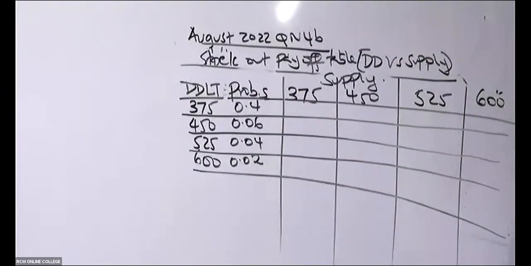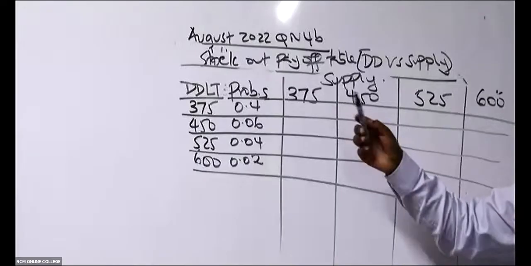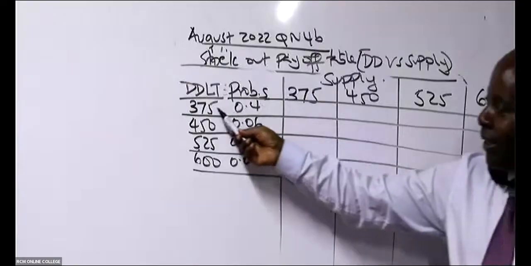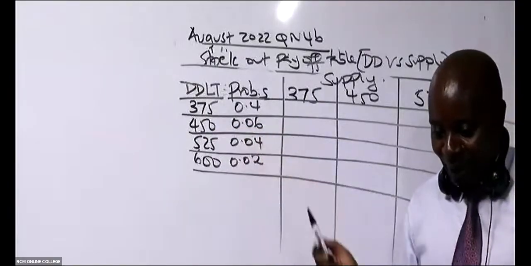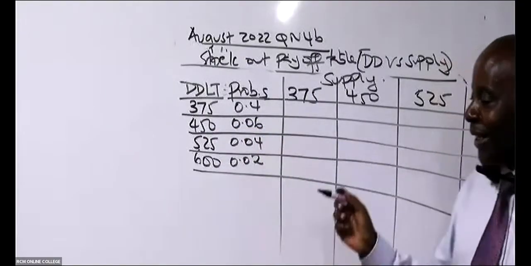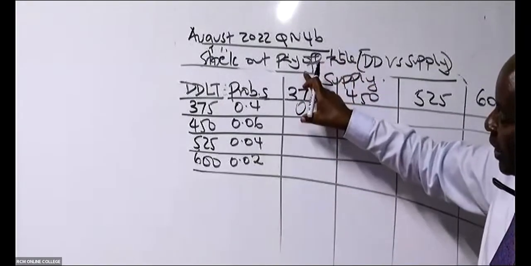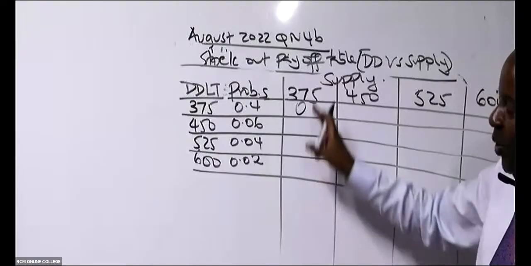All right. So then let's now look at the possibilities. If we supply 375 and the demand is 375, how many do we disappoint? 0, none. Thank you so much. 0. Now, you run this race down. We run this race down.